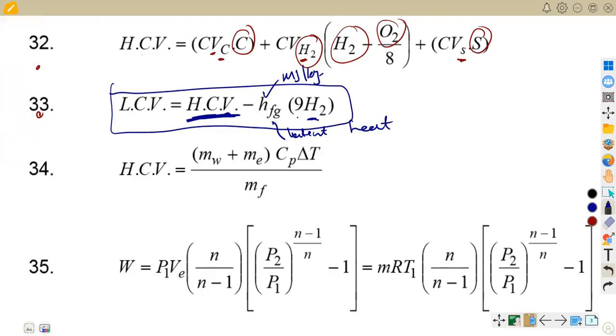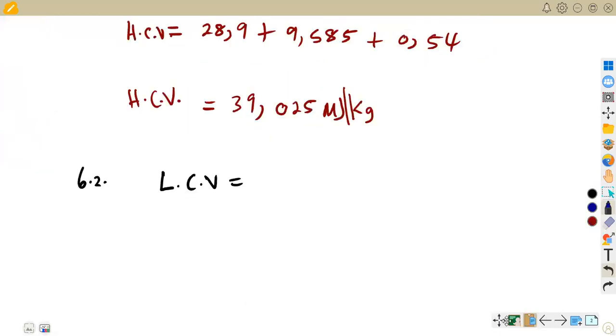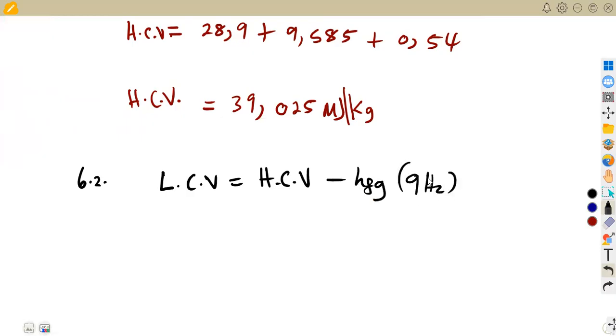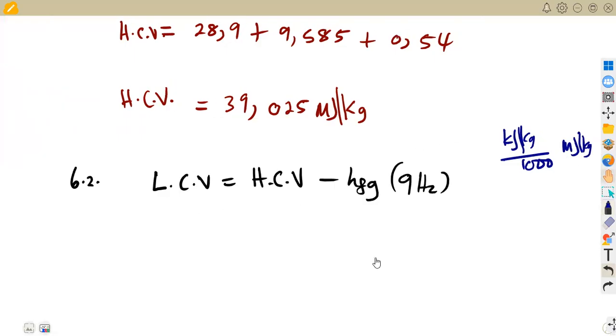So let us check our formula, then we shall talk about the values you're given. As you can see, we have the higher heat value, which is the higher calorific value, minus the latent heat times 9H2, like this. If you are given the latent heat, you simply use it. Mostly they give you the latent heat in kilojoules per kg. Convert that to megajoules by dividing by 1,000, and it will be in megajoules per kg. All right. But in this case, we do not have that value.